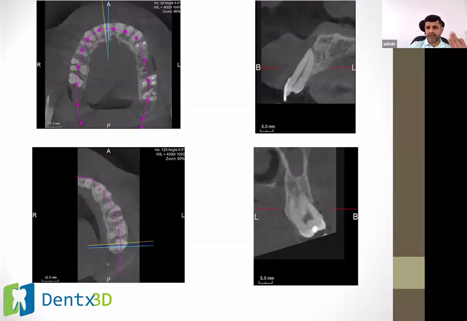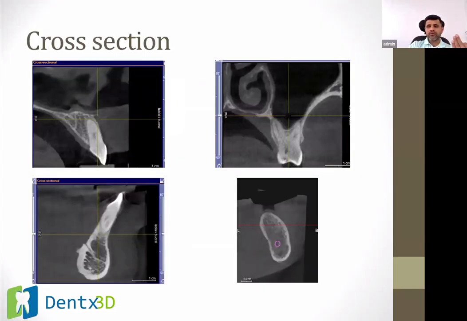Then there are some reconstructed planes, right? One of these is the cross section. The cross section is the buccolingual view through any area. Now see, this is the buccolingual view of the anterior region. This is the buccolingual view of the posterior region. Can you see?